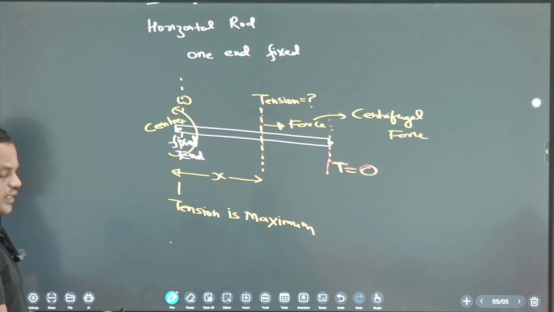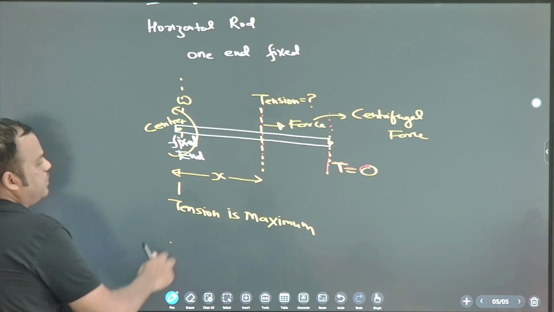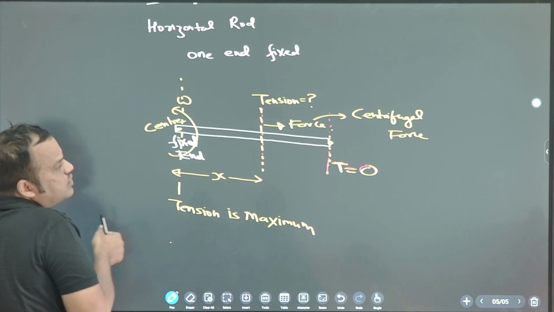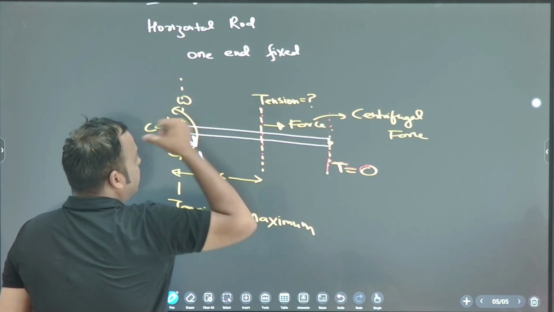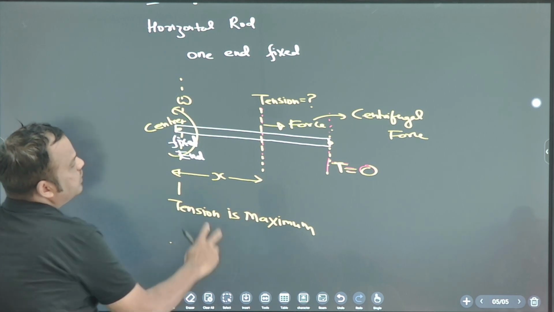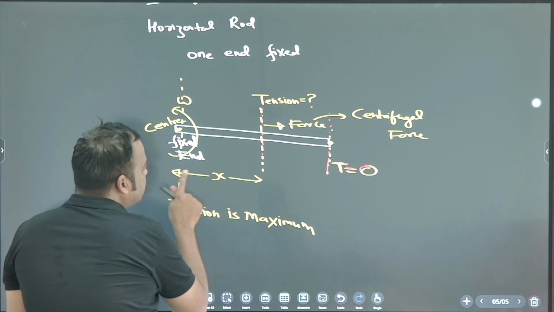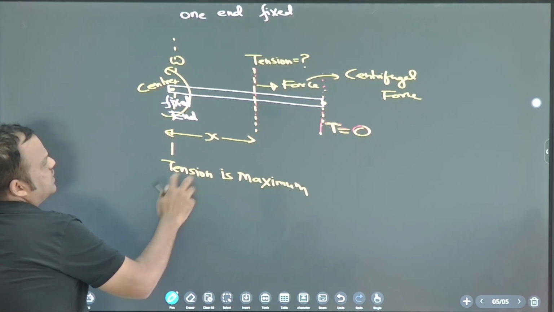Horizontal rod is rotating like this. Okay, horizontal rod. So where is tension maximum? At the outer end or the center? At the center it is maximum. Okay. Now you have to find what is the tension at x distance. What is the tension at x distance?